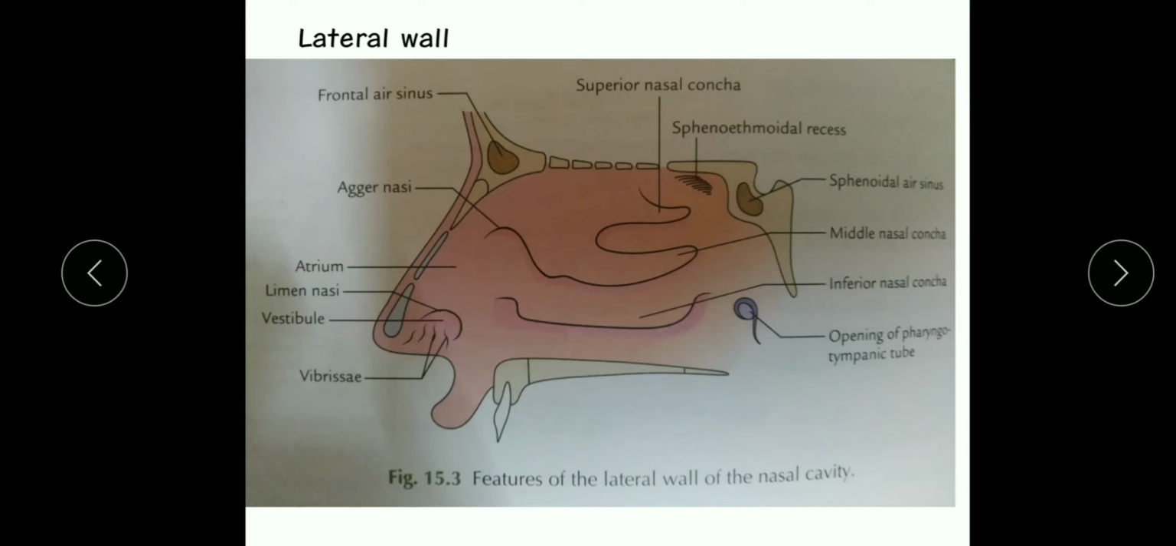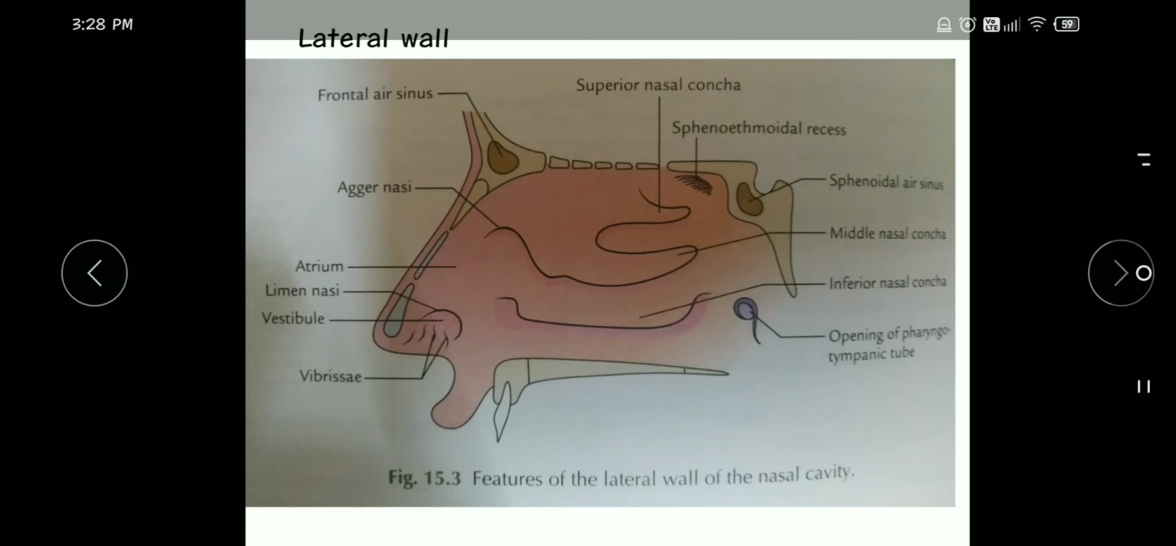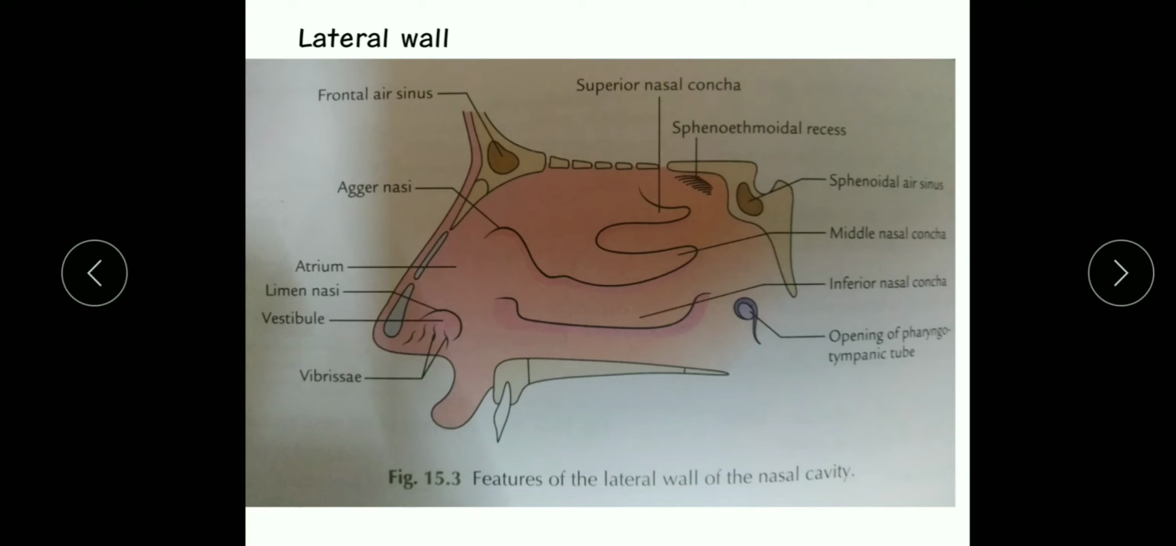What are the features in the lateral wall of the nose? There are three conchae, or sorry if I'm pronouncing it wrong, turbinates. So three conchae, three meatus, and also recesses and some air sinuses. And there are many openings below the sinuses also. So let's study one by one. Three concha: superior concha, middle concha, and inferior concha. Superior concha is a curved bony projection from the medial surface of the ethmoid bone. It is the smallest concha.